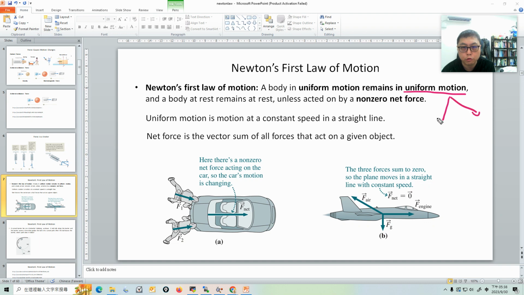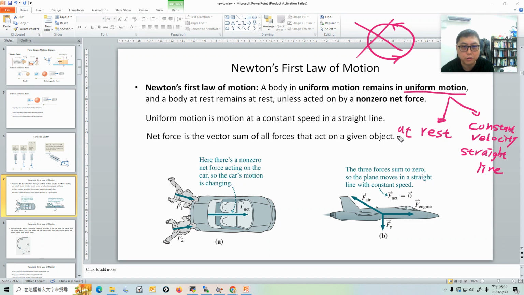There are two types of uniform motion. You will see it every day. You stay at rest, that's called uniform motion. You put something in front of you, it stays over there, that's called uniform motion. And the other is constant velocity, and more important, in a straight line. Constant velocity in a straight line is also a uniform motion. So uniform circular motion, which the textbook talks about, is it a uniform motion? No, this is not uniform motion. Uniform motion is at rest or constant velocity in a straight line.